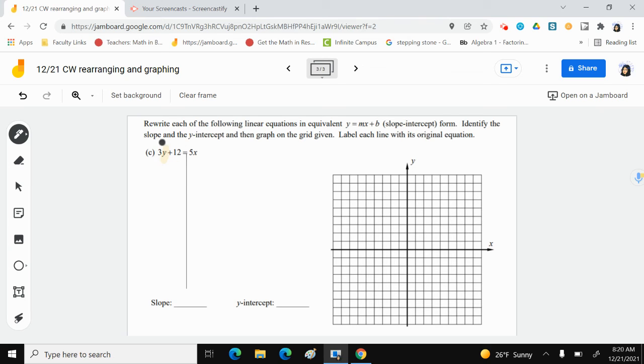So on the side with the y, I have the 3 which is attached, so I can't touch that, but I have this minus 12. So the opposite of subtracting 12 is adding 12. So I'm going to add 12 here and add 12 on the other side. These will cancel. So now I'm left with 3y. Again, these are not like terms. Don't combine them. We're going to write this as 5x minus 12.